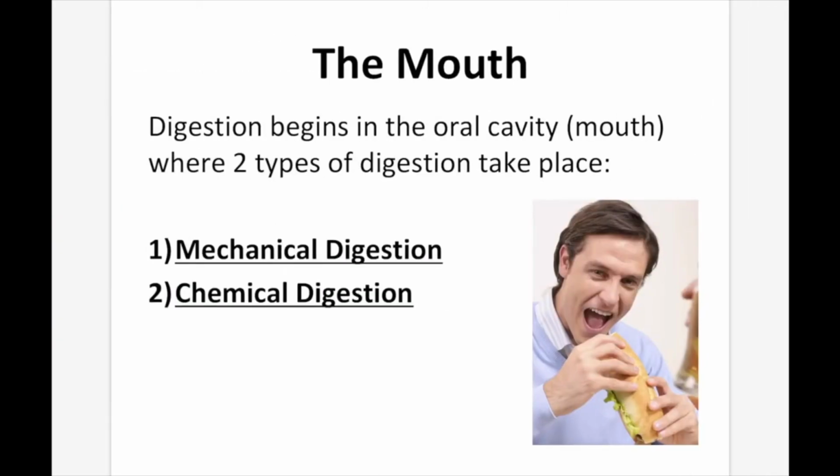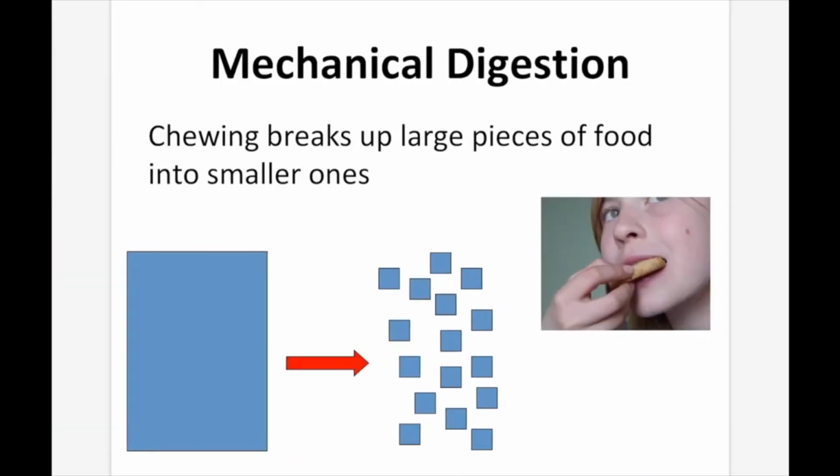The mouth. So let's start with the mouth. Digestion begins in the oral cavity, in the mouth, where two types of digestion take place. Number one, we have mechanical digestion, which is going to be our chewing. And number two, chemical digestion, which is going to be using our digestive enzymes to help break our food down. So let's look at them in a little bit more detail. Mechanical digestion. Our chewing, like I said, is going to break up our large pieces of food into smaller ones.